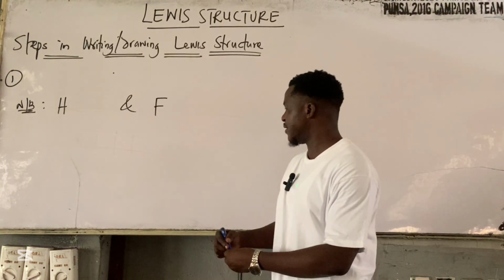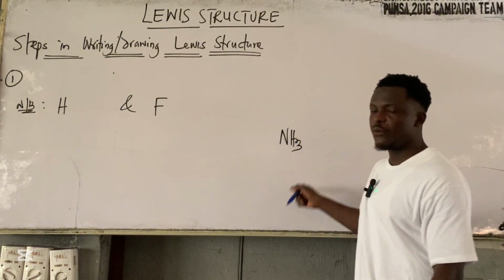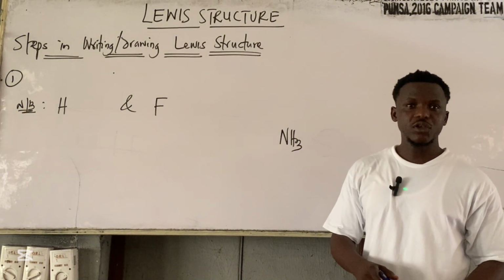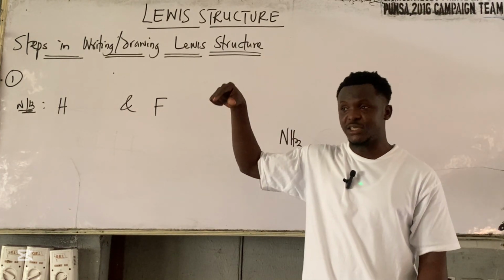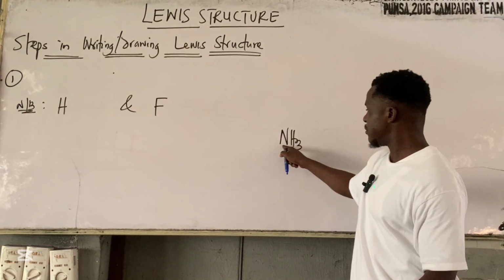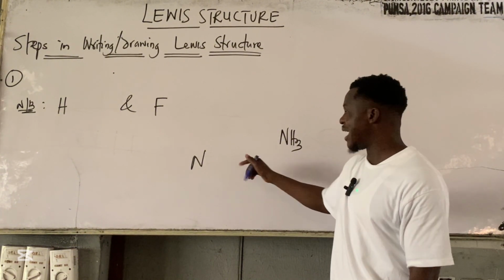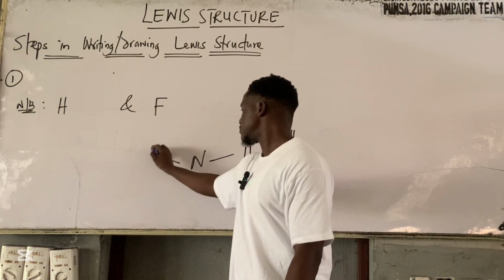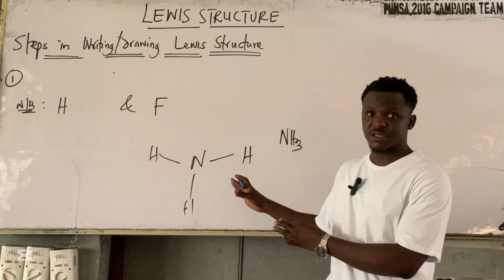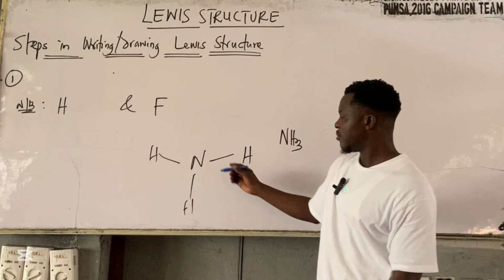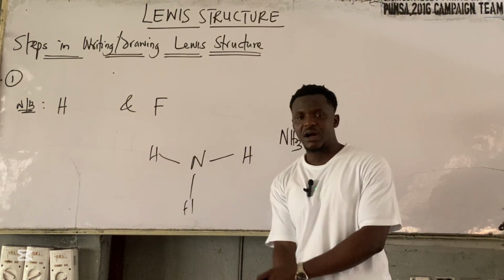For example, let's say I have something like this, ammonia. I want to get the Lewis structure of ammonia. If somebody asks you to draw the structure of ammonia, first thing first, you need to locate the atom that will be at the center. Is it not so? Now, nitrogen is at the center, right? Now, these 3 hydrogens are flanked on the side. We have this. For example, this is not the Lewis structure, I'm just showing us something. I'll first of all get the central atom, after which I'll now join the peripheral atoms.